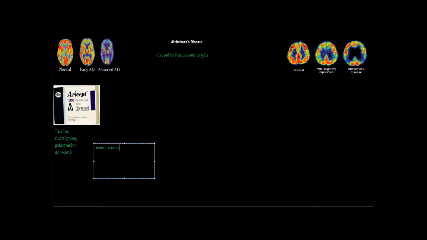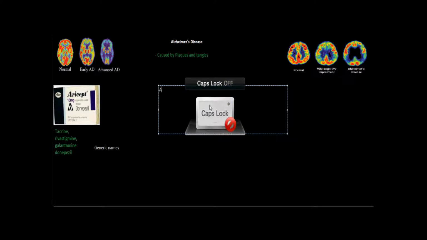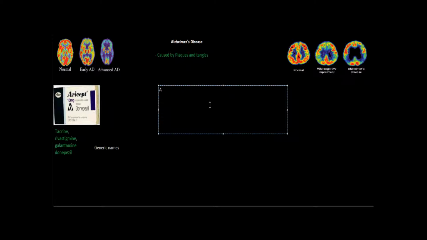Generic names, and actually these are the names that doctors are trained to refer to medicine by. If you refer to medicine by brand names, there are several brand names for different medications, so you have to refer to them by their generic names. The medicines that I've listed there fall under the class of medicine called acetylcholine esterase inhibitors. Let me attempt to write that.